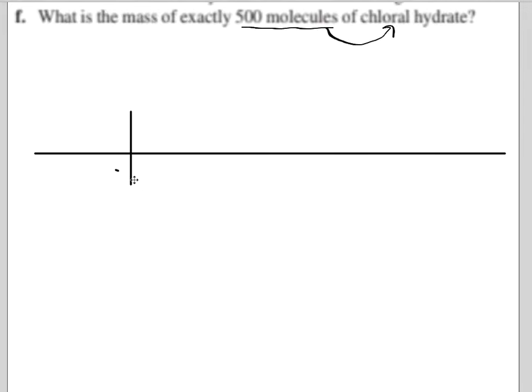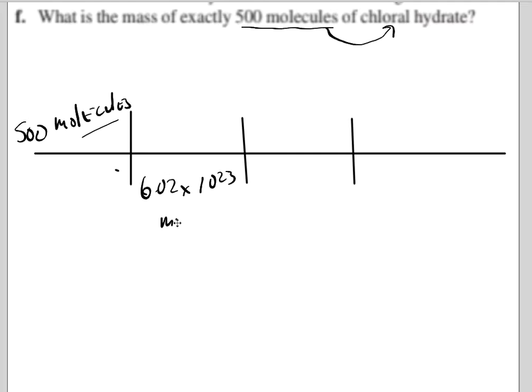500 molecules of chloral hydrate, the whole thing. So when we go to set it up as a grid, we're going to drop 500 molecules here. Whatever the label is dictates what you do next. If I have molecules here, I have to have molecules down there. The only conversion factor that has it is 6.02 times 10 to the 23rd molecules, equals 1 mole of C2H3Cl3O2. So now I've gone from molecules to moles.